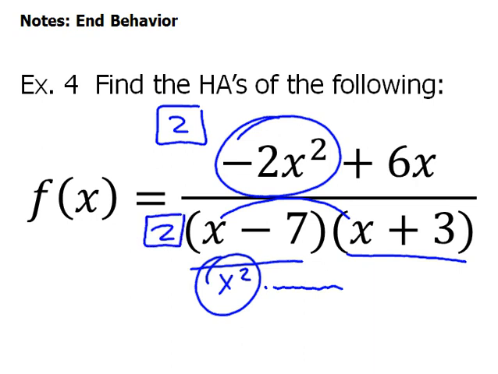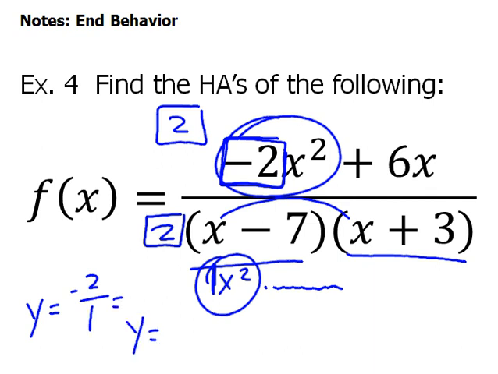So again, EATS DC, exponents are the same, so we'll divide coefficients. Since we have x times x, which gives us x squared, we have a coefficient of 1. In the numerator, we have a coefficient of negative 2. So our horizontal asymptote is going to be at negative 2 over 1, which we can just write as y equals negative 2.